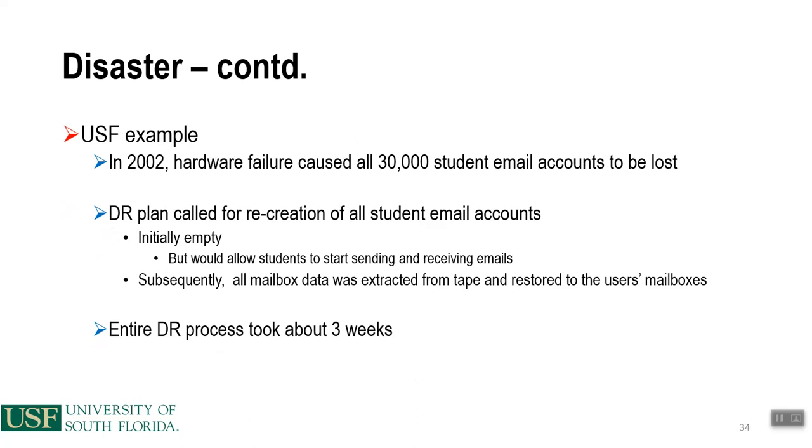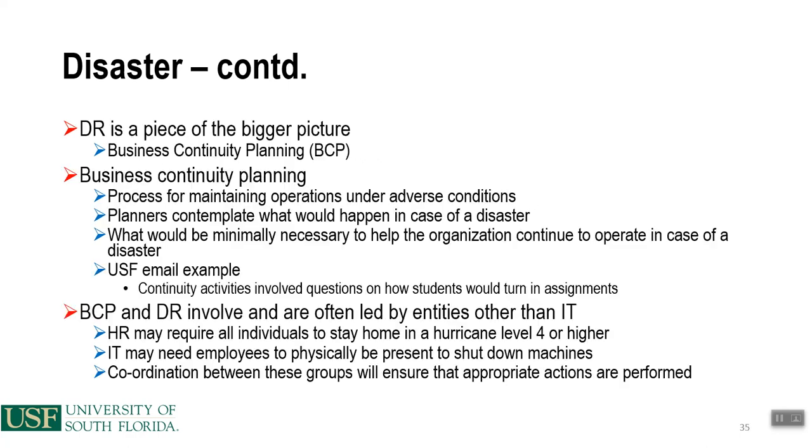So, for example, there's a disaster that happened a while ago at USF in 2002, in which a hardware failure caused all 30,000 student email accounts to be lost. And disaster recovery called for a plan to recreate all student email accounts. Initially, they were empty, but would allow students to start sending and receiving emails. And subsequently, all mailbox data was extracted from tape and restored to the user's mailbox. So the entire disaster recovery process took about 3 weeks. So that was a disaster that had multiple sub-impacts associated with it.